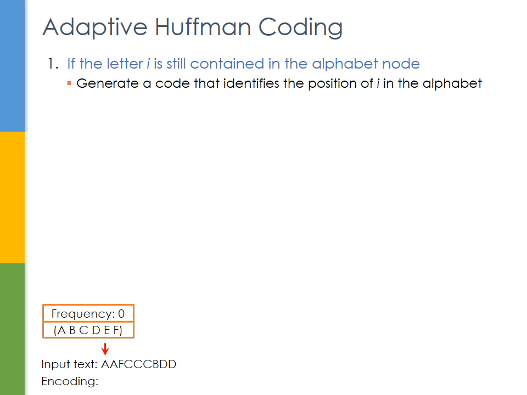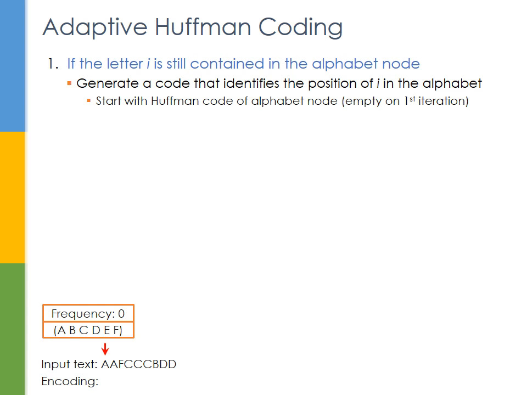Now we have to generate a code, and because this letter A does not exist within the rest of the Huffman tree, this code must be based entirely on the position of the letter A within the alphabet node. In other words, the encoding must somehow communicate the fact that the letter A is in the first position within the alphabet contained in the alphabet node. There are many different ways that we could encode this information, but the approach that we will use for this example and the remainder of this discussion is as follows.